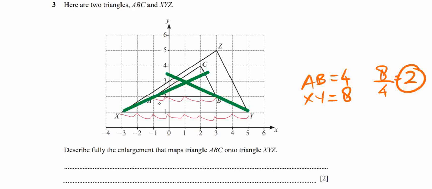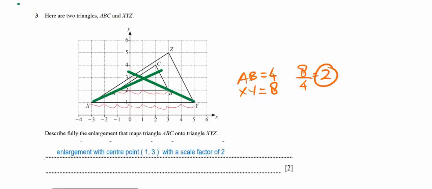And for the center of enlargement, we just have to connect two corresponding points, B and Y. We connect and extend this, and also A and X we extend, and that is the intersection. This intersection is (1, 3). So that's how we know that the center of enlargement is at the point (1, 3), with scale factor 2. So this is our answer: enlargement with center point (1, 3) with a scale factor of 2.